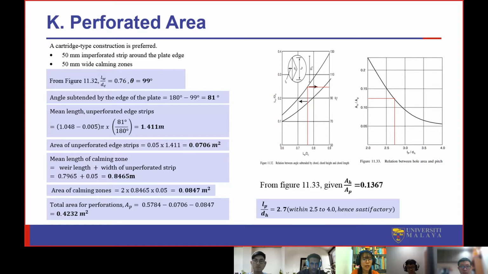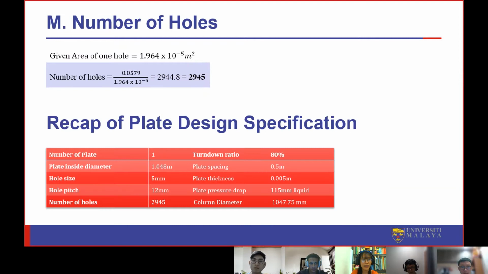So we're moving on to the perforated area. By referring to figure 11.32, we can calculate the perforated area, and taking the ratio of the hole area to the perforated area and referring to figure 11.33, we can obtain another ratio number, which is the perforated length to the hole diameter, 2.7. Compared to the given optimum value, which is 2.5 to 4.0 according to the reference textbook, 2.7 is in the acceptable range for a highly efficient distillation process. And next, we calculate the number of holes. And here, until this stage, the plate design is completed. I will pass it to Jin Yang.